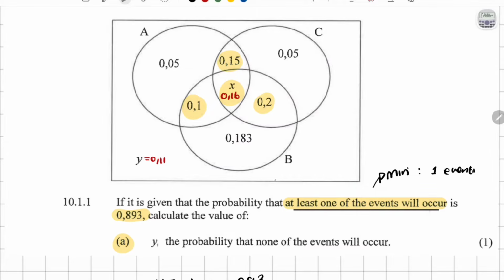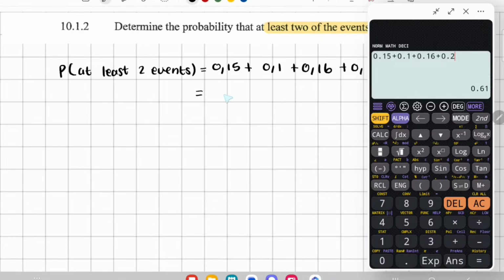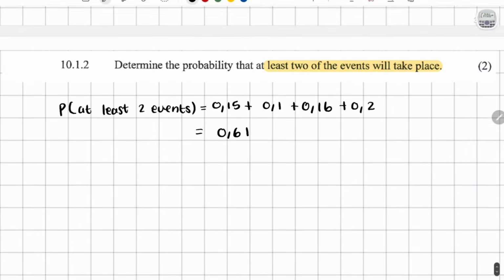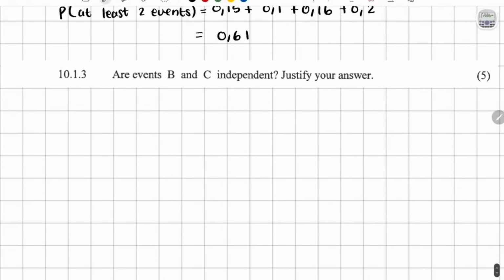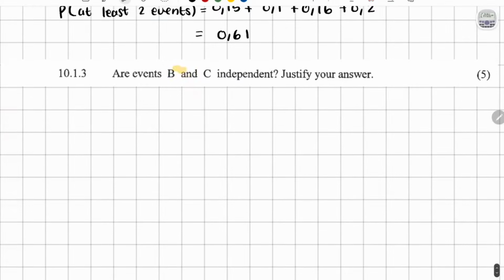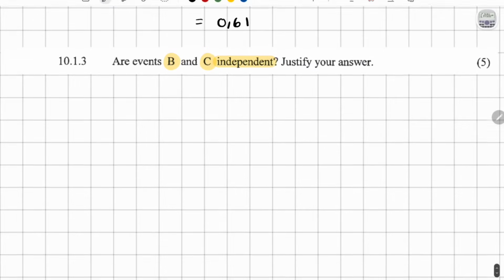Okay, so that is 0.15 plus 0.1 plus 0.16 plus 0.2. And then we get 0.61. So that is the probability that at least 2 events will take place. Okay, so 10.1.3 says, are events B and C independent? So the rule for independent events is this.